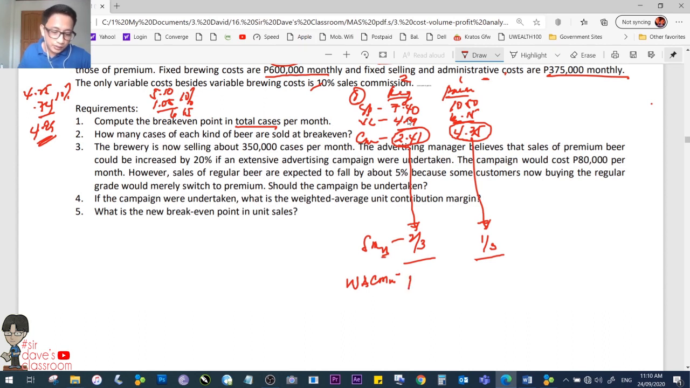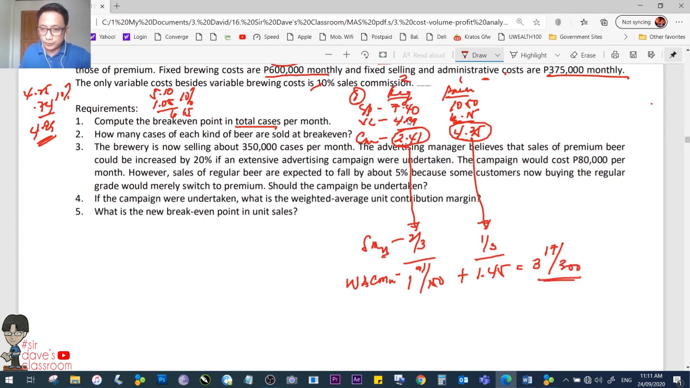So 2.41 times 2/3. To be exact, it is 1.6066. To be very precise. And 4.35 times 1/3, that is 1.45. Could you please add this one? This one is exactly 3.0566. Ayan, to be very, very precise.